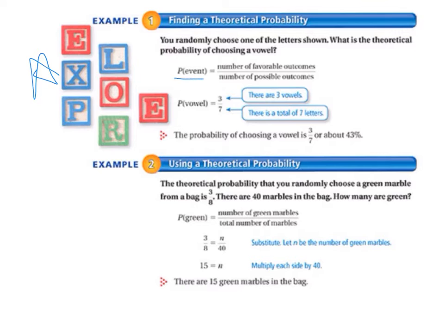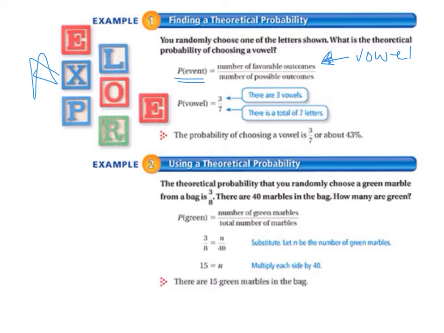P of the event, so that's the probability of the event, equals the number of favorable outcomes. So in this case, that's choosing a vowel. The favorable outcome is the outcome that you're interested in. So that's choosing a vowel. And you divide that by the number of possible outcomes.